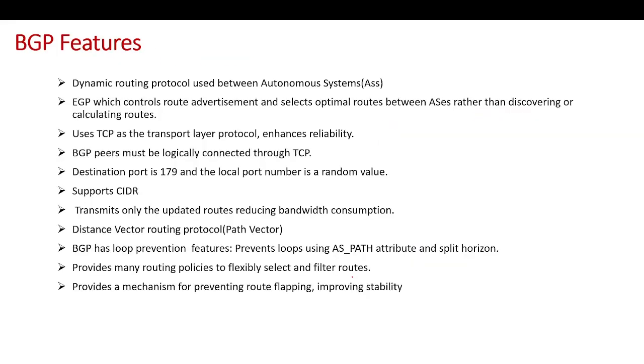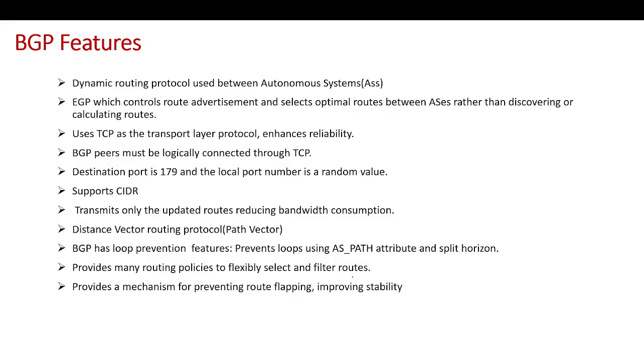To the next slide, where we are now focusing on some BGP features. So BGP as a protocol has different features. The first one is that it's a dynamic routing protocol used between autonomous systems. A dynamic routing protocol means that whenever there is an issue in the network, you don't have to manually intervene. It can dynamically switch the traffic to the available path. So it's an EGP that will control route advertisement, and it selects optimal routes between ASes.